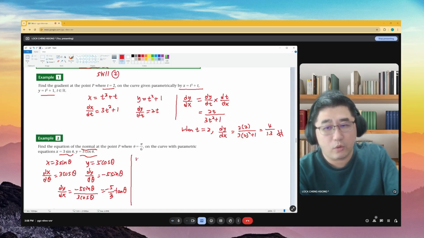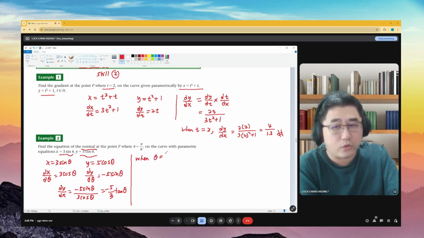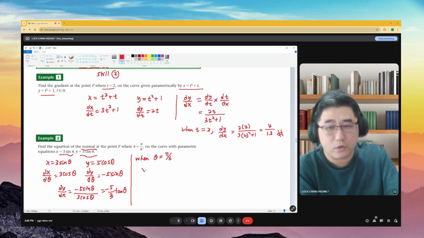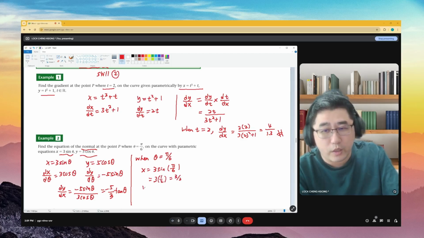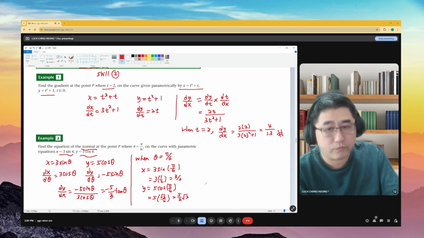Okay, so now when theta equals pi over 6, my x equals 3 sine pi over 6. Pi over 6 means 30 degrees, so the sine is 1 over 2. So 3 times 1 over 2, it's 3 over 2. Then my y is 5 cos pi over 6. So I have 5 times square root 3 over 2, so I have 5 over 2 square root 3.